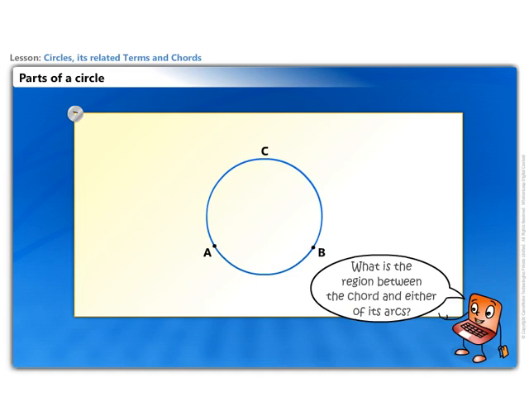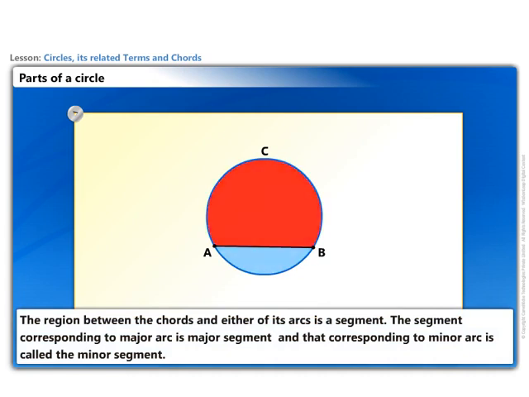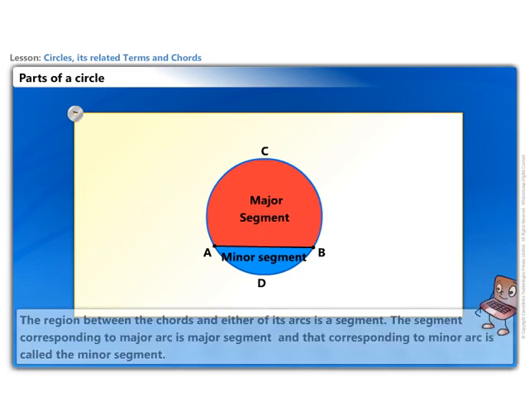What is the region between the chord and either of its arcs? The region between the chord and either of its arcs is a segment. The segment corresponding to the major arc is the major segment, and that corresponding to the minor arc is called the minor segment. Here, ACB is the major segment and ADB is the minor segment.